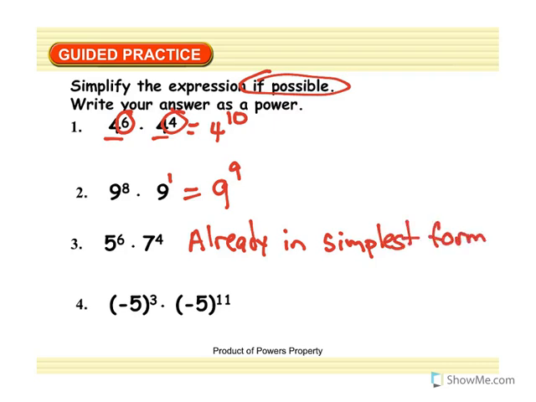And for the next one, I have negative 5 in parentheses to the third times negative 5 in parentheses to the 11th. So I'll keep my base and add my powers, which should give me negative 5 to the 14th.